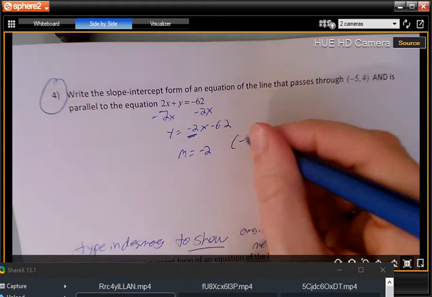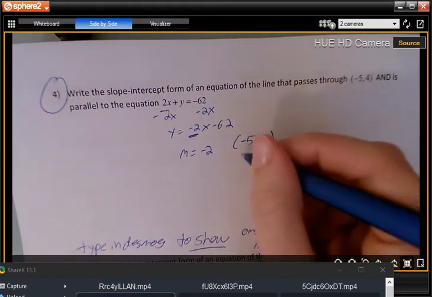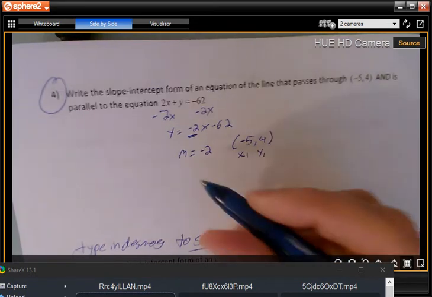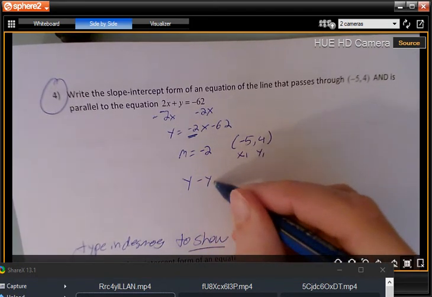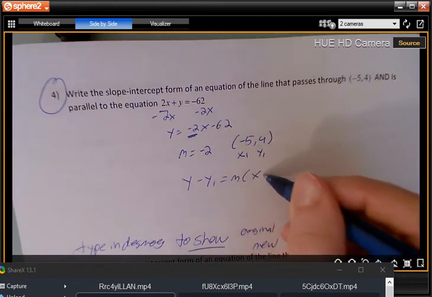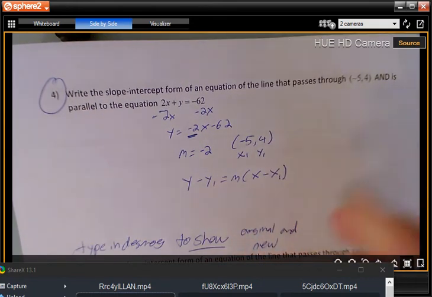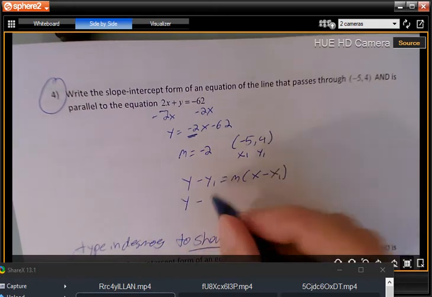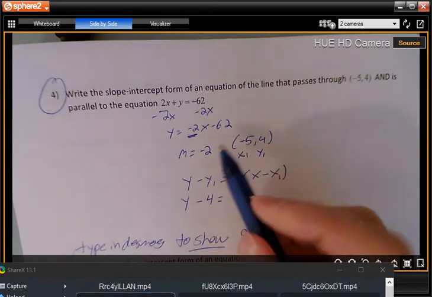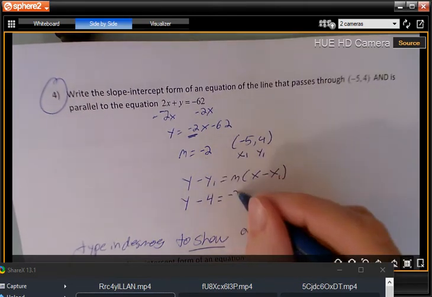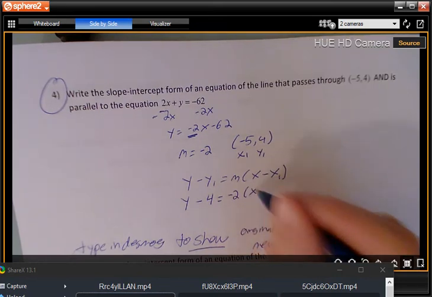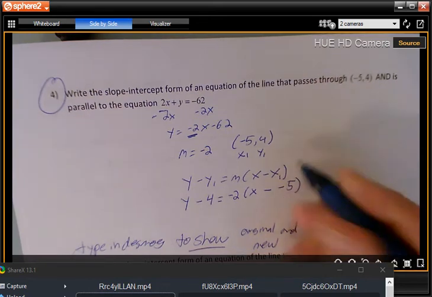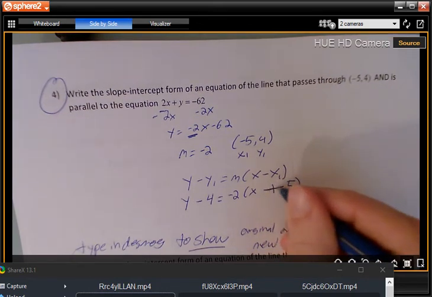My point is (-5, 4). Again, I can use x1, y1. I'm going to put it in point slope form. I'm going to write down the formula one more time. I didn't on that last one. If it helps, write it down. So I've got y minus 4 equals the slope, m, -2, times x minus a -5. Two negatives do make a positive.